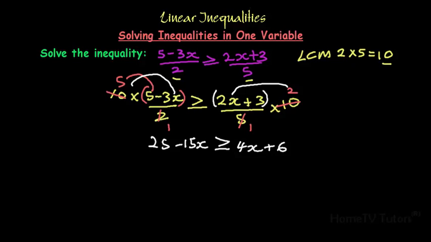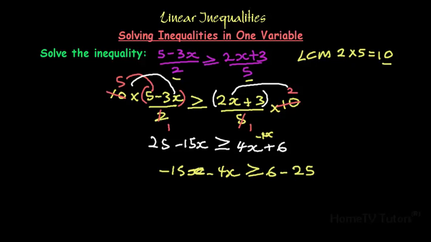So 4x will come to the left hand side, okay, which means minus 15x minus 4x. Okay, then the 25 will move to the right hand side, which means 6 minus 25, which is equally as saying you subtract 4x from the left hand side, you subtract 4x on the right hand side, you equally do the same thing on the left hand side.